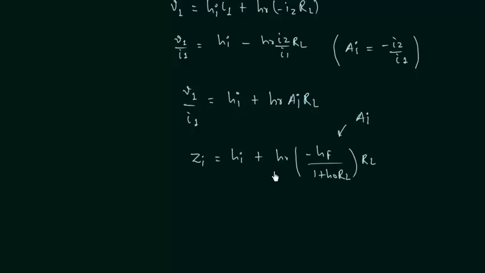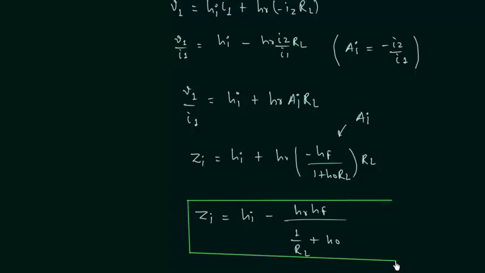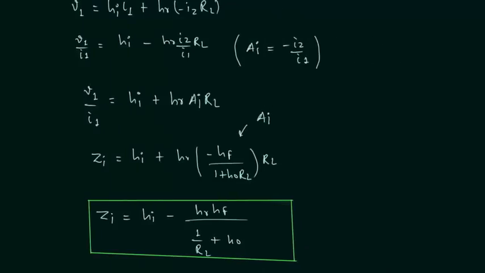On simplifying the right hand side, we have Zi equal to Hi minus HR HF divided by 1 by RL plus HO. So this is the final expression of the input impedance, and this expression is true for all the 3 transistor configurations. The next part of this lecture is derivation of output impedance.